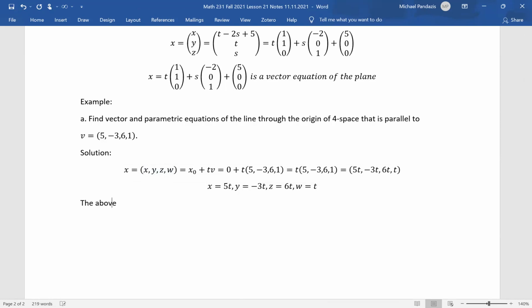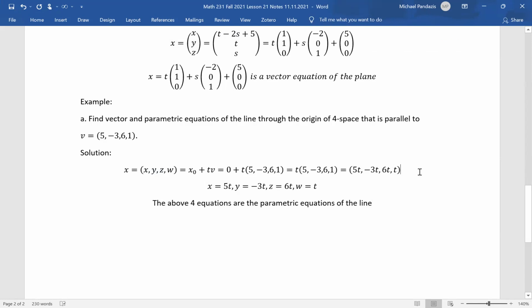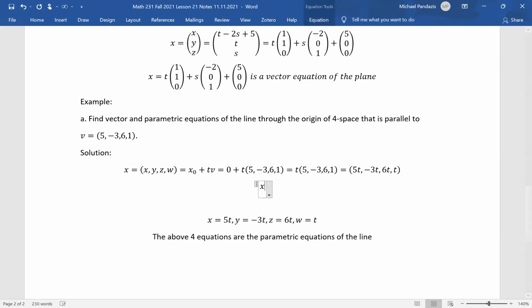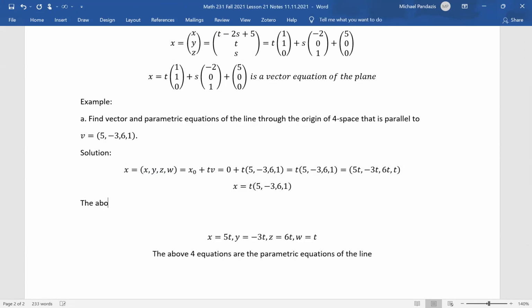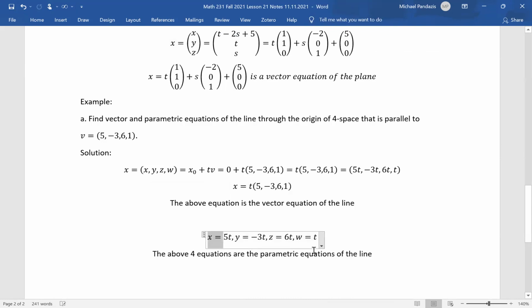Okay, so the above four equations are the parametric equations of the line in the problem. And we already have the vector equation from here: the equation x is equal to t times this vector. That's the vector equation. So the above equation is the vector equation of the line. A vector equation is one equation. Parametric equations are a set of equations.